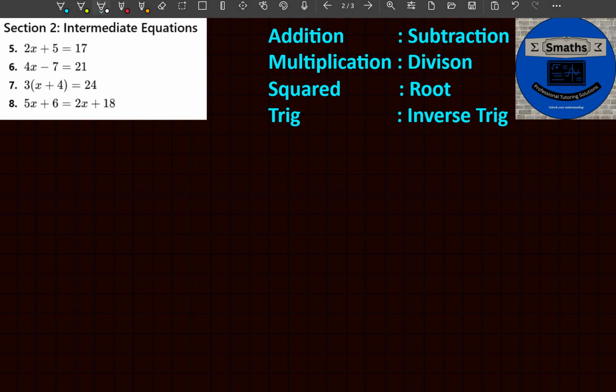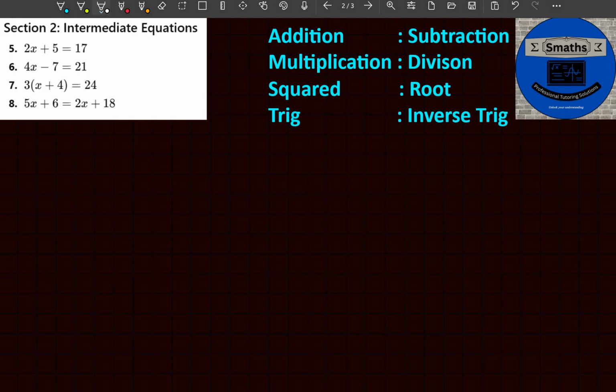Next up, we see that 4x minus 7 is going to give 21. First, we would add 7 to both sides. So 4x is seen to be 28. We would then divide both sides by 4. We see that x is equal to 7.